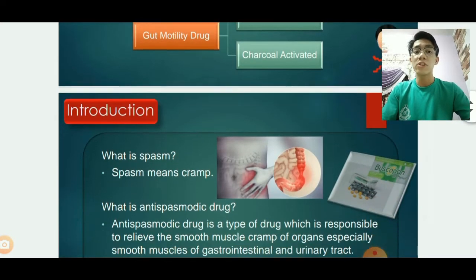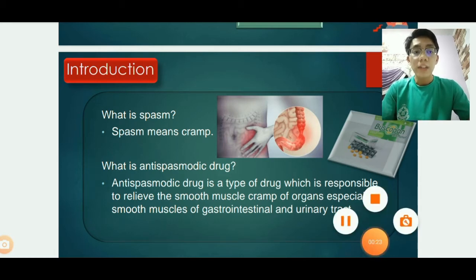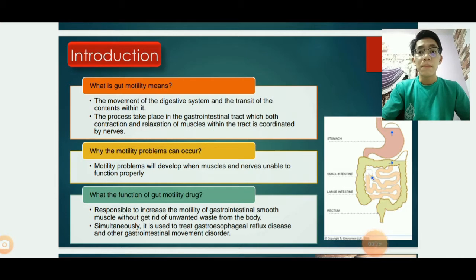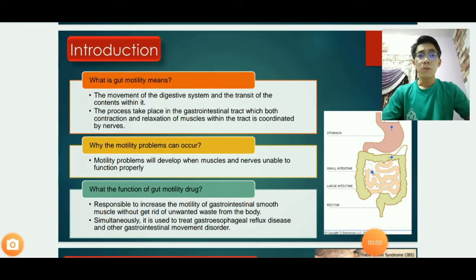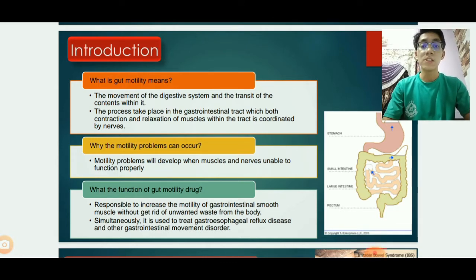So for the introduction, spasm means cramp. An antispasmodic drug is a drug responsible for relaxing smooth muscle in our gastrointestinal tract and urinary tract. Meanwhile, gut motility means the movement of our digestive system, the contraction and relaxation of our muscle coordinated by our nerves. Motility problems can develop when our muscle and nerves cannot function properly. We use gut motility drugs to increase motility of our gastrointestinal smooth muscle and treat motility problems.